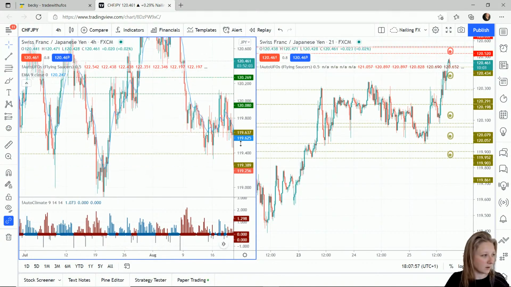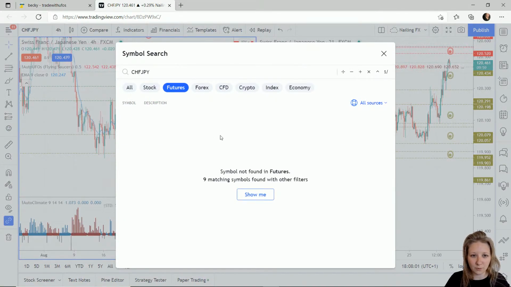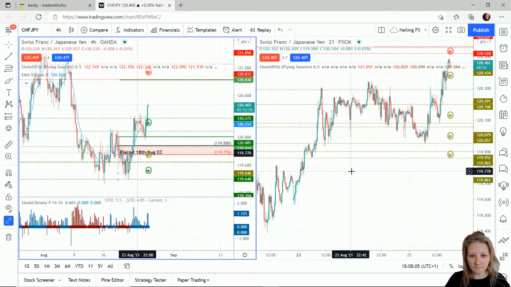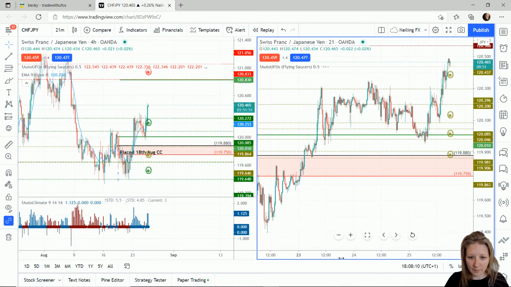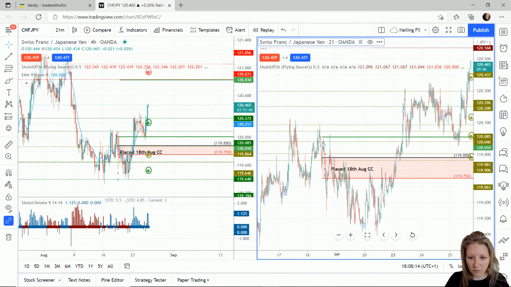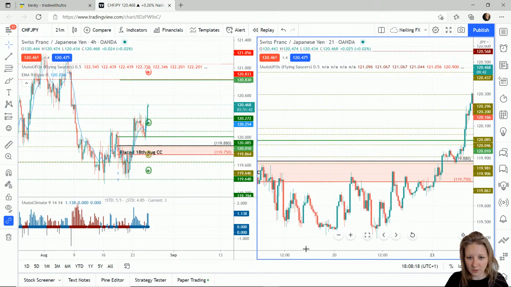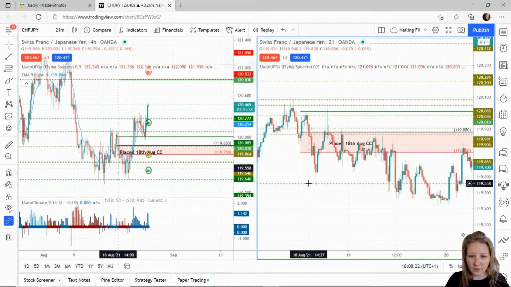Now I think I made a note there, we used Oanda data for this, so let me just make sure we're looking at Oanda data. There we go. Swiss franc Japanese yen Oanda data. So what happened here, this was a long again. With this one it looks like it was just a straight stop out, but let's expand this and double check. Yep, okay, so we placed this on the 18th of August round about this point here.